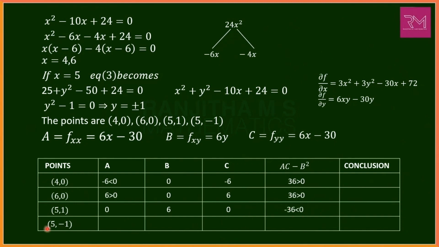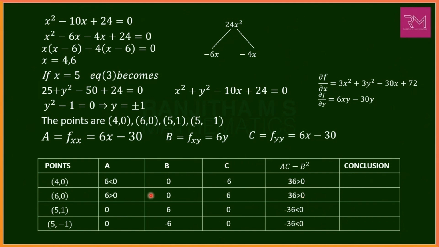In a similar way, substitute x as 5 and y as minus 1. We get A value as 0, that is 6 into 5 is 30 minus 30 is 0. Similarly, B is 6y, here y value becomes minus 1, hence we get B as minus 6. Similarly, C value is 6 into 5 is 30 minus 30 is 0. Hence, we get AC minus B square as 0 into 0 minus B square, which is minus 36. Hence, we get minus 36, which is less than 0.